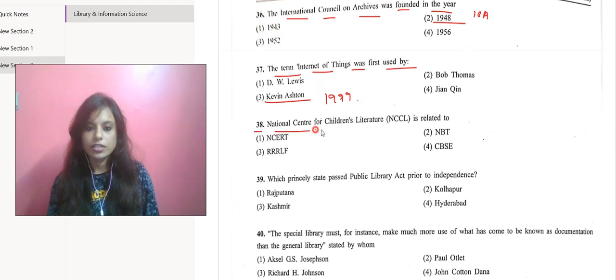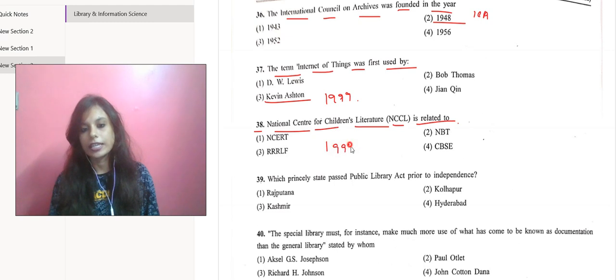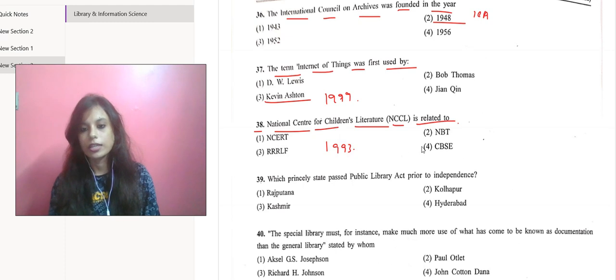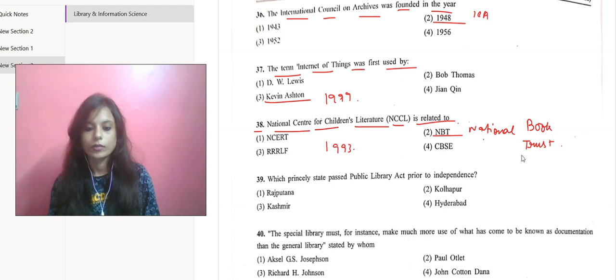Next question. The National Center for Children's Literature, NCCL, is related to what? The NCCL was first set up in 1993 as a coordinating agency to promote children's literature in all kinds of languages in India. It was set up by the National Book Trust, the NBT. It is an autonomous organization of the Ministry of Education. Moving over to the next question.